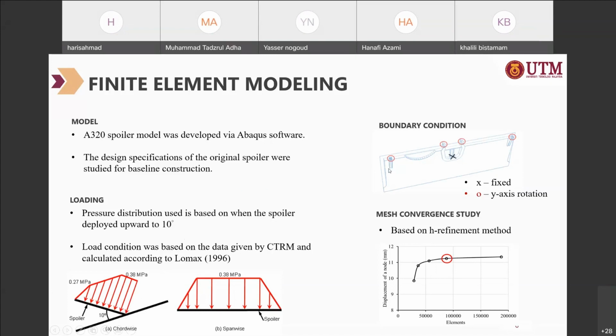In terms of boundary conditions, at the point that we put a cross here, we fix that point, and the rest of the connections here are allowed to rotate in the Y direction. And of course, for the finite element modeling, we have also performed a mesh convergence study, which is based on the h-refinement method, in order to define the most suitable size for the meshing.